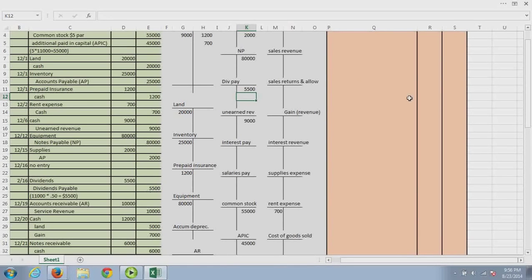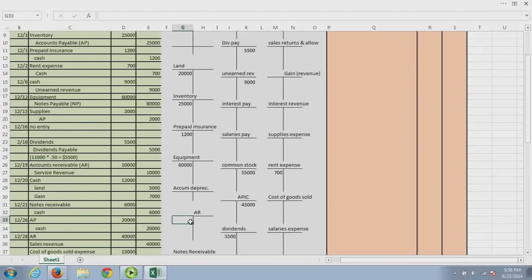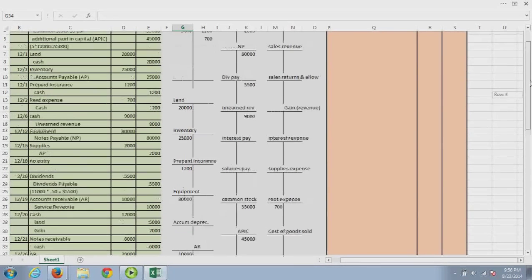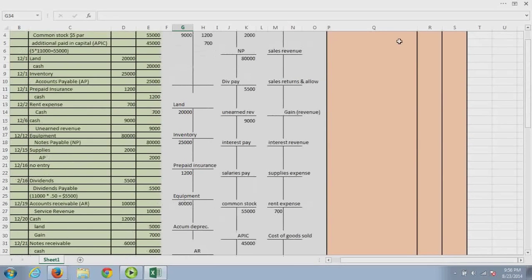Accounts receivable, which I have right here. We actually sold, yeah, we performed a service. This is accounts receivable on service revenue. So many companies would have more than one type of revenue.